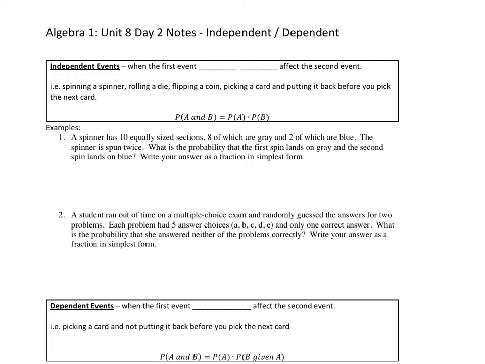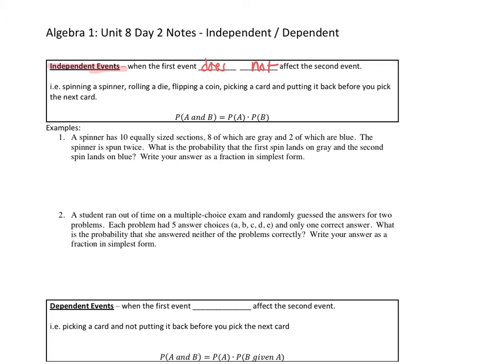So when you talk about independent events, we'll talk about those ones first. An independent event is when the first event does not affect the second event. If you think about the word independent, it means that you do it by yourself. So when it's an independent event, it has no effect on the second event that's going to happen after it. A couple examples of independent events are spinning a spinner, rolling a die, flipping a coin, picking a card and putting it back before you pick the next card, okay? So those are examples of independent events.